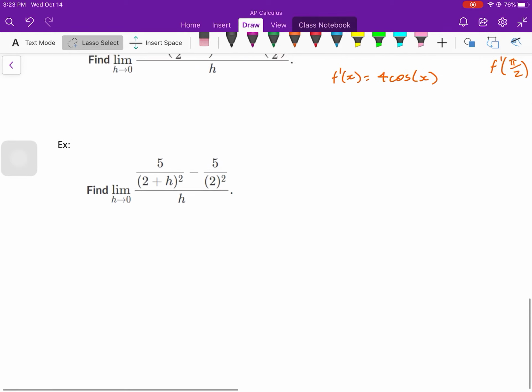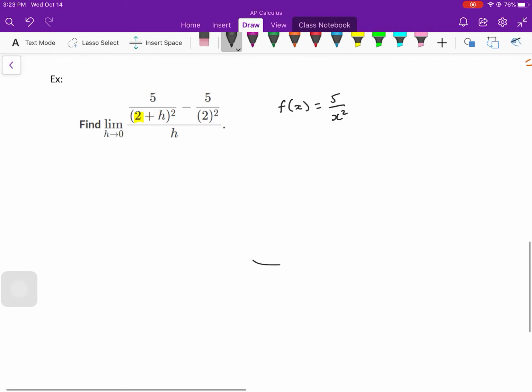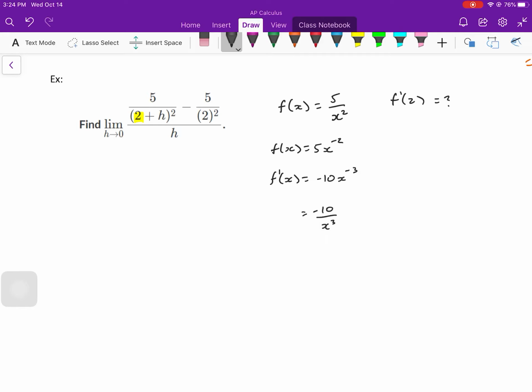And so the last one, you can see the whole 2 plus h. Once again, give away that we're evaluating at 2. So our function will be 5 over x squared. That's a good guess there, 5 over x squared. And we want to evaluate this at 2. So f of x is 5x to the negative 2. So f prime of x will be negative 10x to the negative 3, which is negative 10 over x cubed.